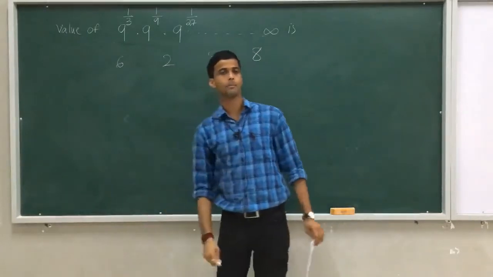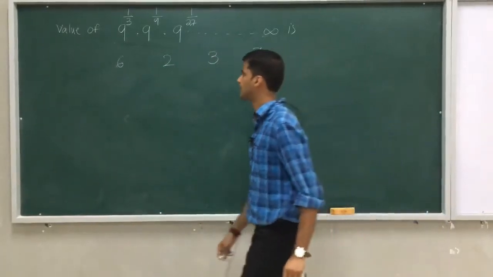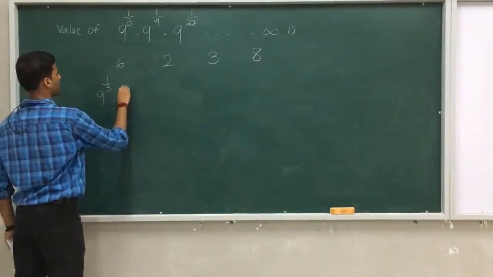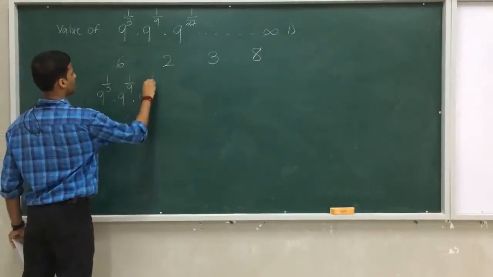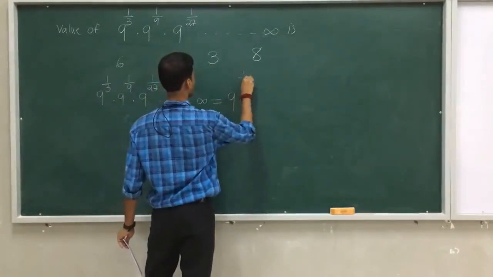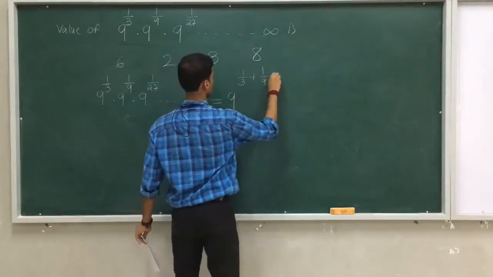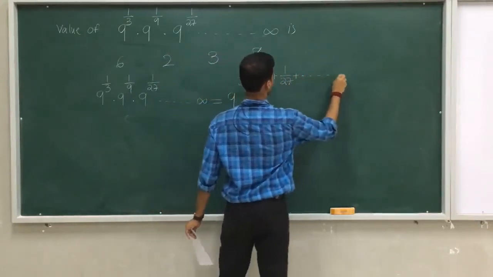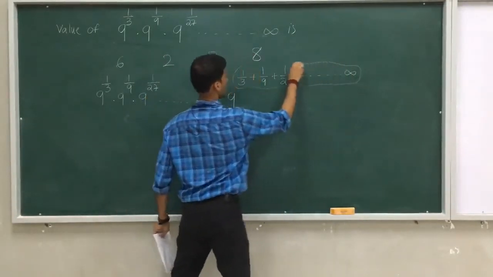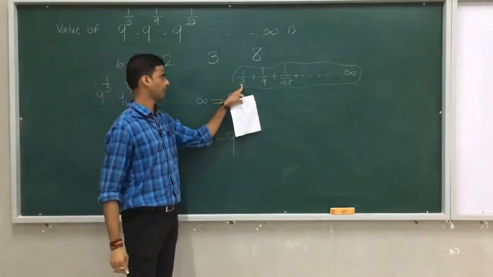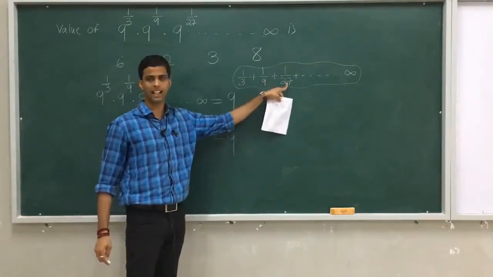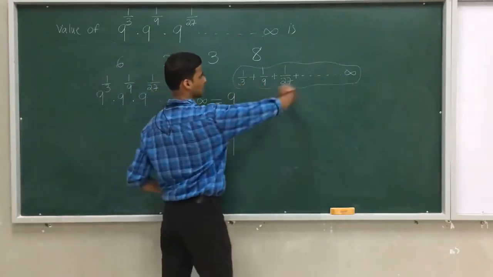So we know a to the power m into a to the power n is a to the power m plus n. So what we'll do here is write 9 to the power 1 by 3, 9 to the power 1 by 9, 9 to the power 1 by 27 as 9 to the power 1 by 3 plus 1 by 9 plus 1 by 27 up to infinity. If you observe the power, it is in a GP. A is 1 by 3, R is 1 by 3, and it is moving up to infinity.